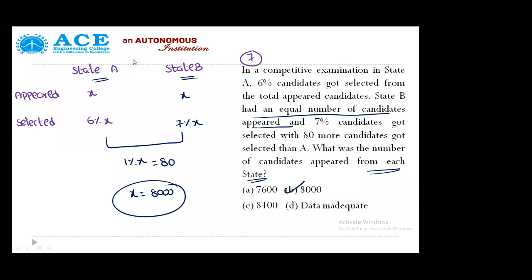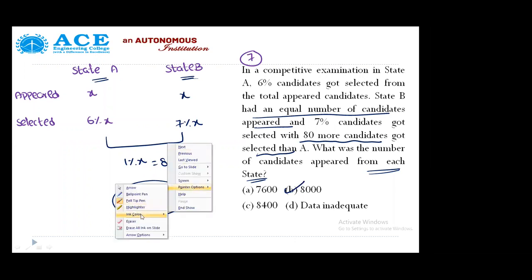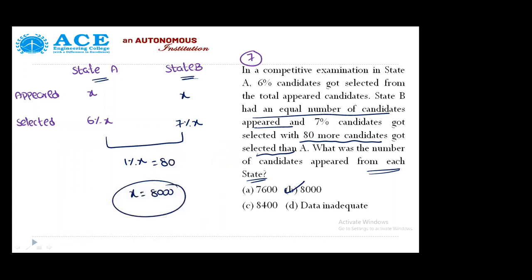Anonymous attendee, read the question here. How did we get 1% of X is 80? They mentioned here that state B is more than state A. How many selected from state B is more than state A is 80. You read this line clearly: 80 more candidates selected than A. So 7% of X selected in B minus selected in A is 80.